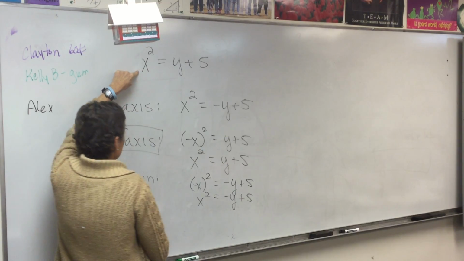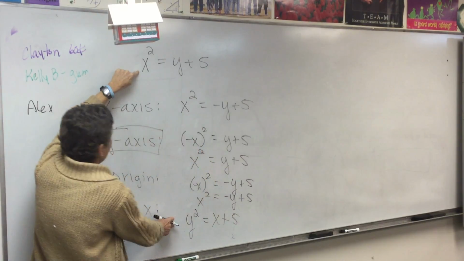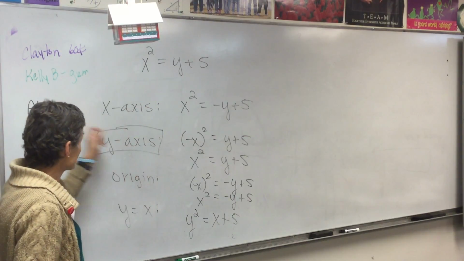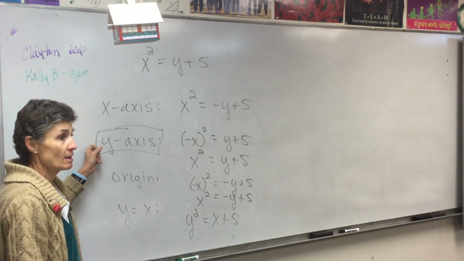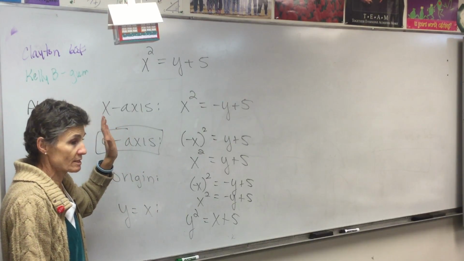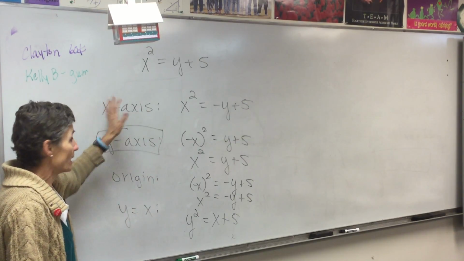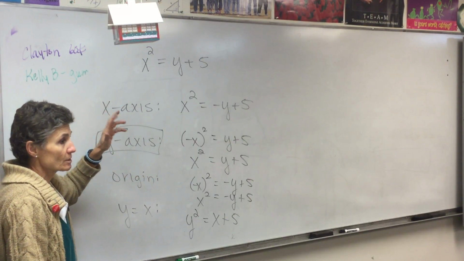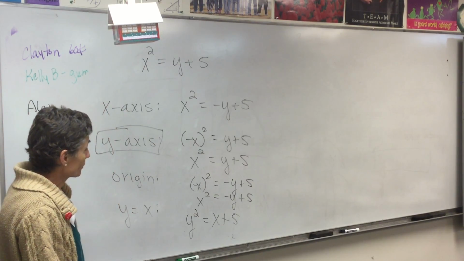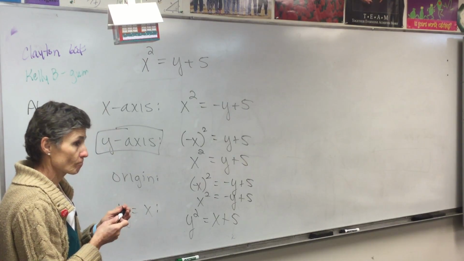And to test for symmetry about the identity line, I switch my variables. Clearly that is not the same equation. So the only symmetry this one has is the y-axis. It is definitely possible that something will have no symmetries. Most things in the world have no symmetries. None of these anyway, okay? So none of these is a definite possibility for a question like that. Okay, what else?